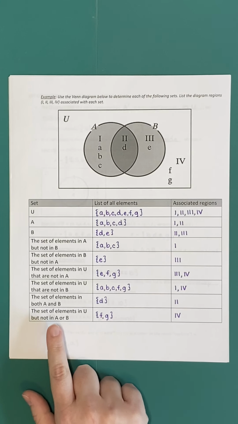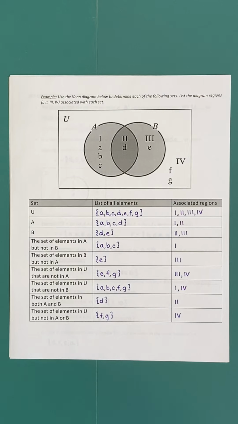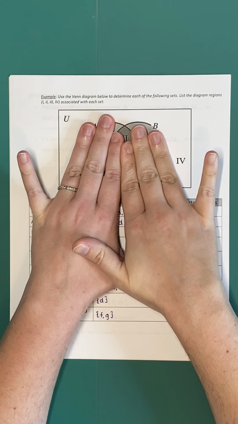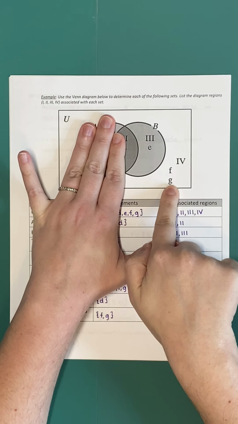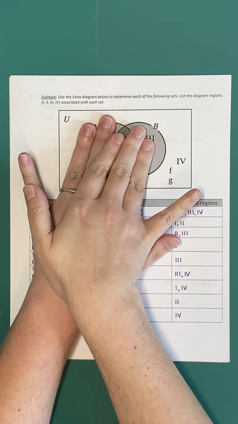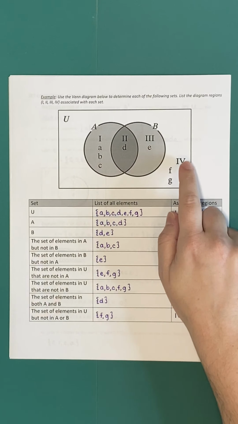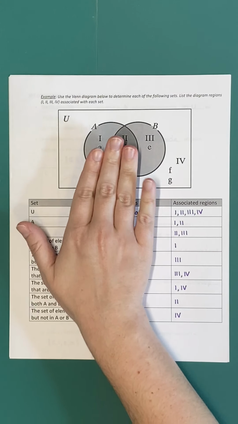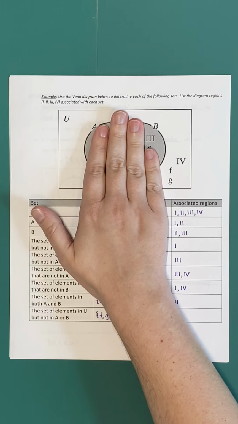And then also the set of elements in U, but not in A or B. So it's not in A and it's not in B at the same time. Well, what does that leave us with? That just leaves us with these two elements that are within the universal set, but not in A or in B. So that's going to be the elements F and G. And notice that's only going to be one region as well. That's just going to be region 4. So it's going to be everything that's in the rectangle if you were to remove those circles from the diagram.